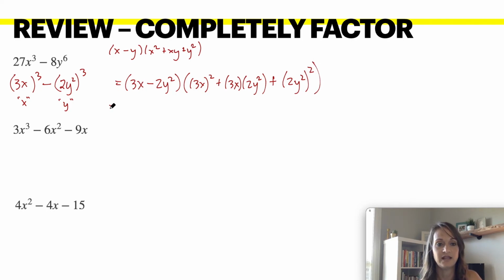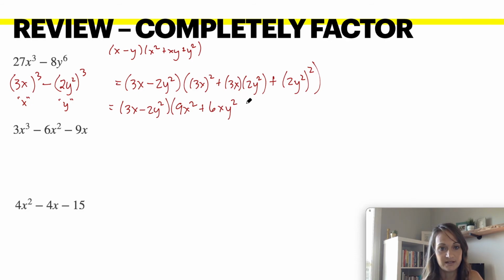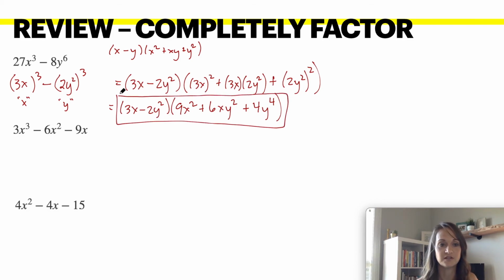So the final answer would be 3x minus 2y squared. 3x quantity squared is 9x squared. 3 times 2 is 6xy squared. And then 2 squared, quantity squared will give you 4y to the fourth. And that's how you would factor a difference of cubes.